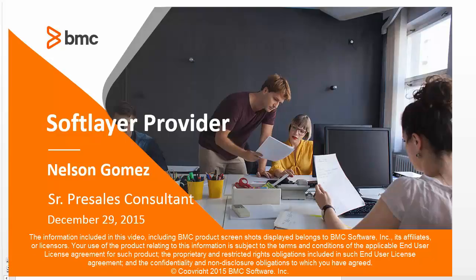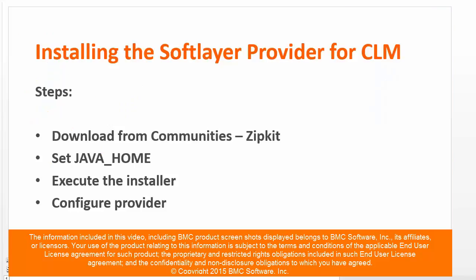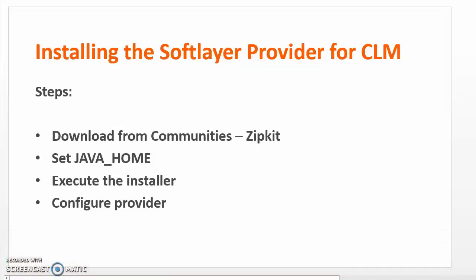In this video, we are going to be installing the Softlayer Provider for CLM. These are the steps that we will be taking in order to install the Softlayer Provider. We're going to download the provider from communities. It comes as a zip kit. We're going to set the Java home and path environment variables, and then we'll execute the installer, and finally, we will configure the provider.